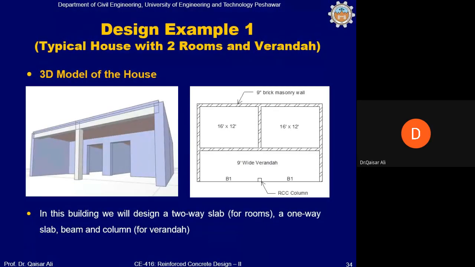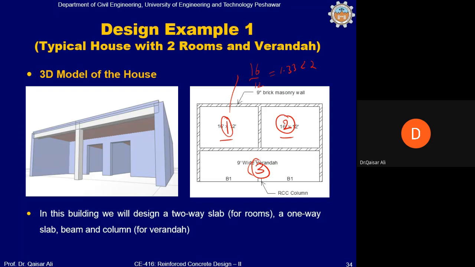Now we will come to the design of a typical house with 2 rooms and a veranda. If you see the floor plan of this house, it consists of 3 panels: panel 1, panel 2 and panel 3. What about panel 1 and panel 2? Is this a one-way slab system or two-way slab system? Two-way slab system, sir. It is a two-way slab system because 16 divided by 12 is equal to how much? 1.33, which is less than 2.